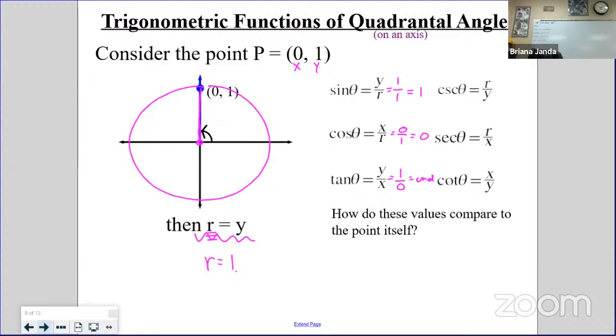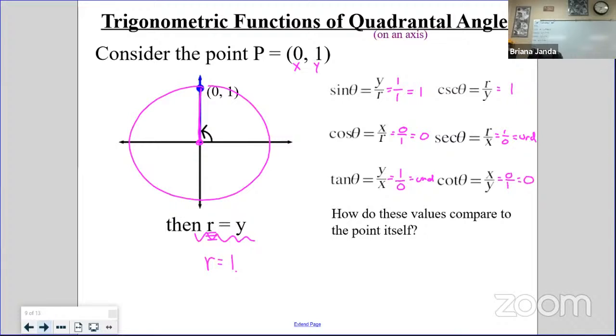Okay, now turn each of those fractions upside down. 1 over 1 is 1. Okay, now this one becomes 1 over 0, which we talked about over here. 1 over 0 is undefined, right? And cotangent becomes 0 over 1, which is 0.